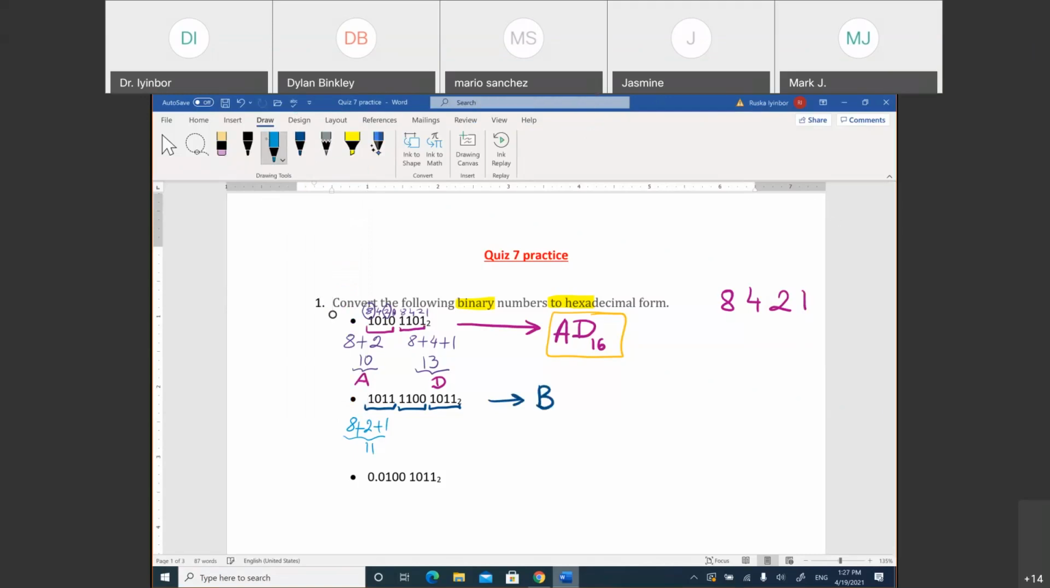And then you're gonna go to the next nibble. We have 1, 1, 0, 0. So you're adding 8 plus 4. 8 plus 4 is 12. And the letter for 12 is gonna be C. And then the next one, you add 8 plus 2 plus 1. It's also 11, and that's another letter B. And you're going to put the base 16. And that's how you do it. Any questions?